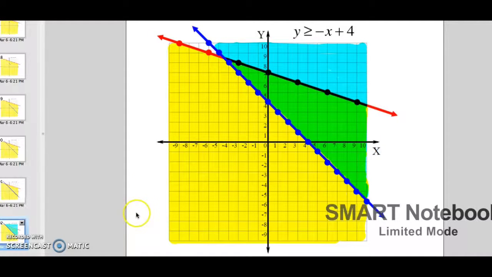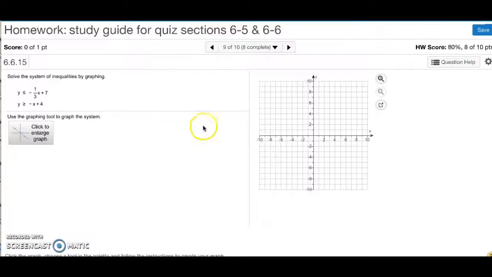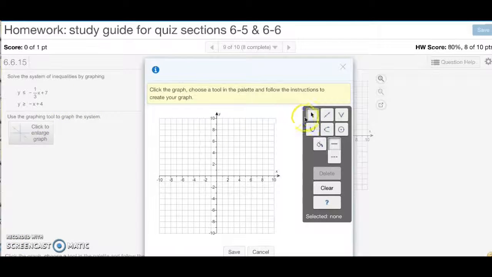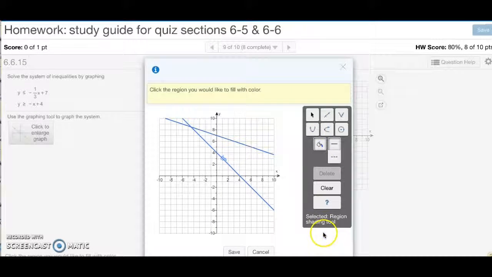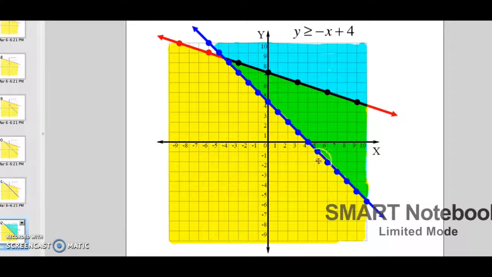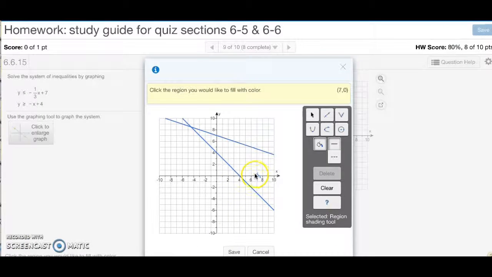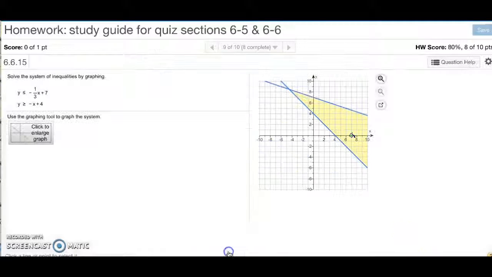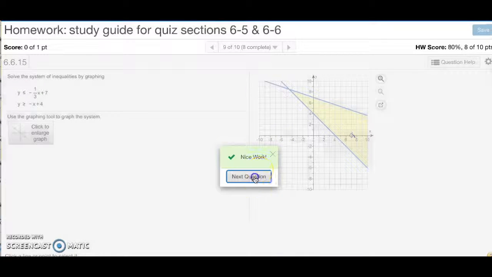So let's graph that on MathXL. Okay, so both are solid lines. My first one, we said I start at 7. The y-intercept is 7. I go down 1 to the right 3. My second one, I start at 4. I go down 1 to the right 1. And then my shaded part, my overlapping part, is in the middle. So I shade it, press save, check answer, and there's number 9.